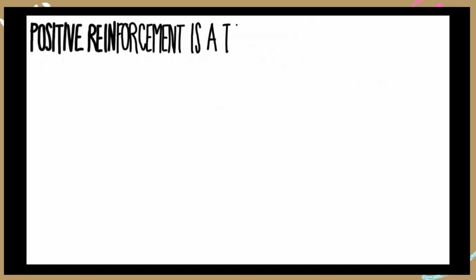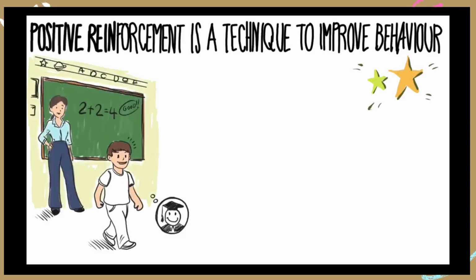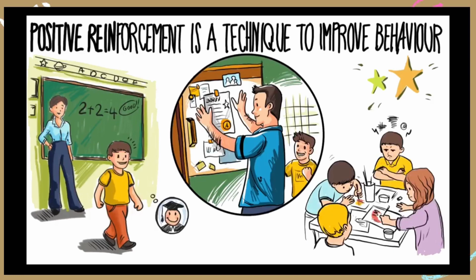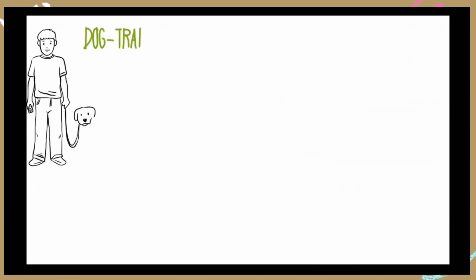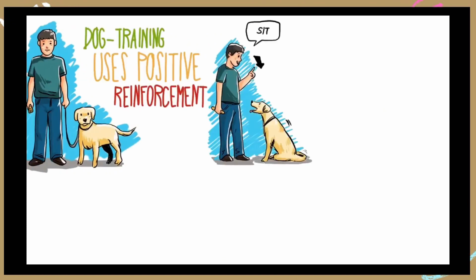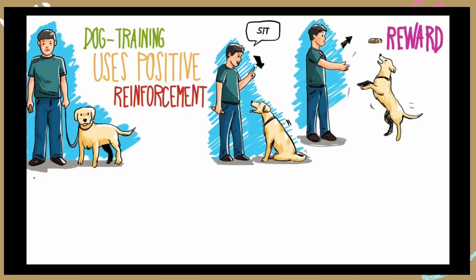Positive reinforcement is a technique used to improve behavior. It works with children in the classroom or at home, especially kids on the autism spectrum and with behavior problems. Dog training uses positive reinforcement. You say, sit, and the dog sits. Then you give it a treat. The reward motivates the dog to sit on command to earn another treat.